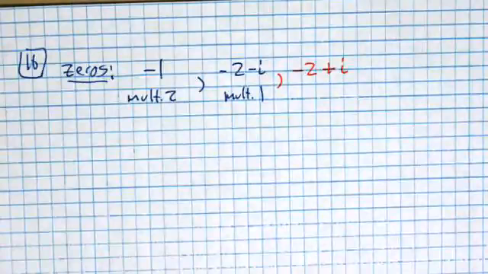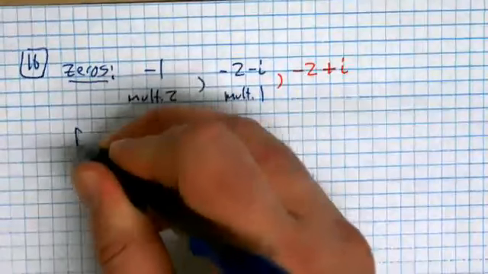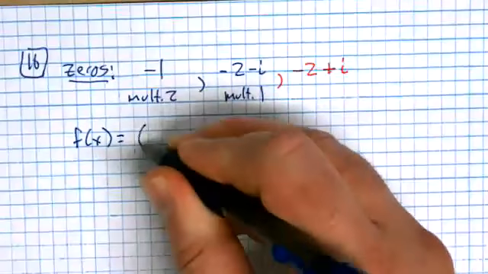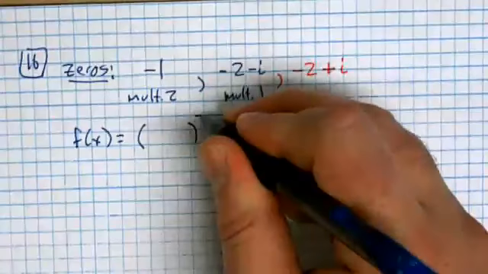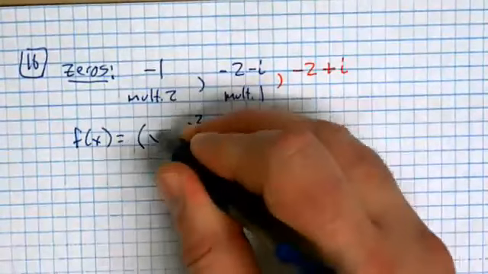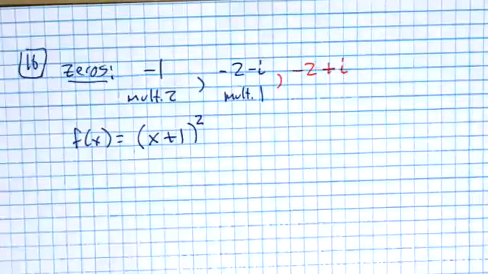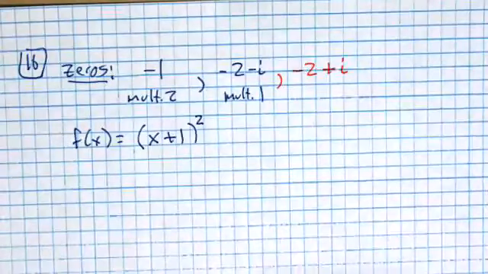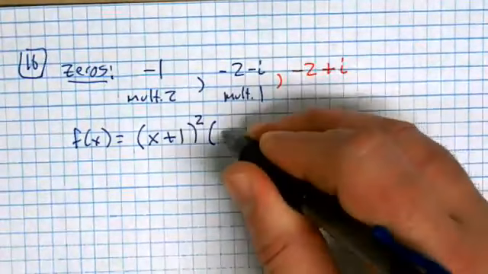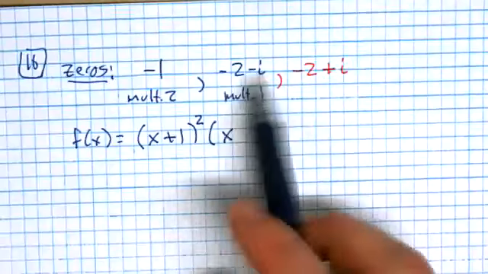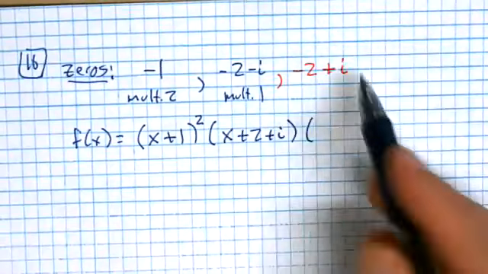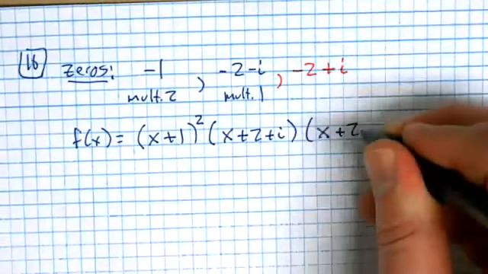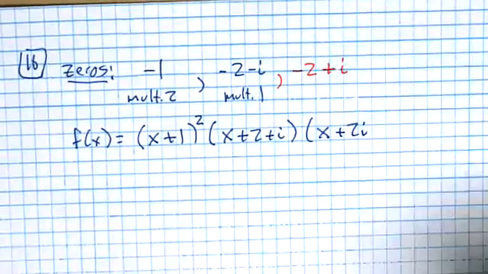All right, so let's write our function. We'll start with factored form. So this first factor is going to be multiplicity 2, so it's going to be squared. So that's x plus 1 squared. And then we've got 2 more factors. Okay, so it's minus this, so the sign's got to flip. So it'll be x plus 2 plus i. Sign's got to flip here again, so x plus 2 minus i. Just my minus.